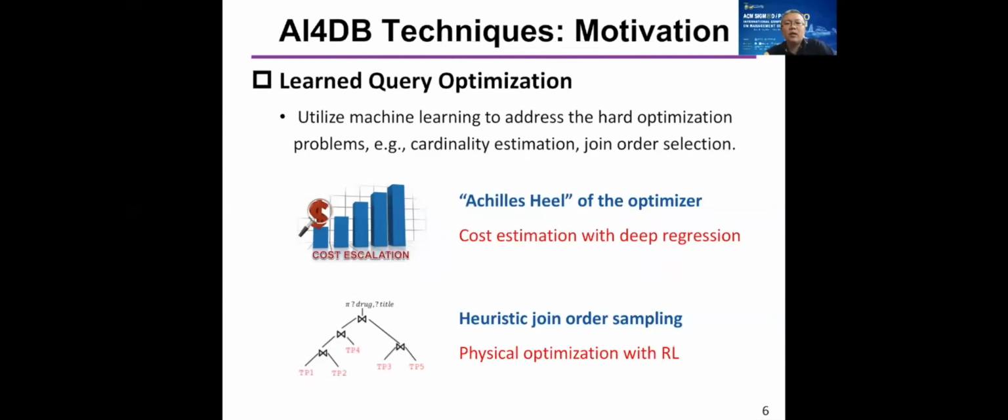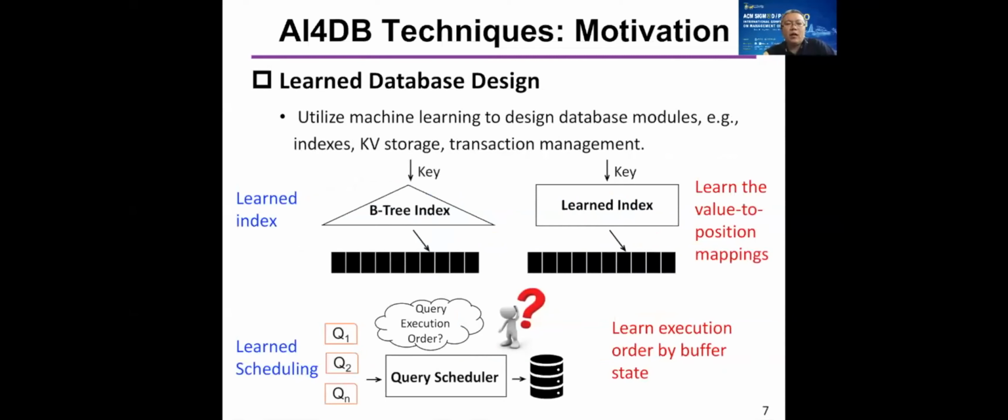So the third one is about learned database design. You know that there is lots of work on learned index. The traditional B tree may have some problems, for example, concurrency, size, pointer chasing, and cache misses in memory. So can we utilize some learning-based index to replace the traditional B tree index? There are many attempts to address this issue, and there is lots of work.